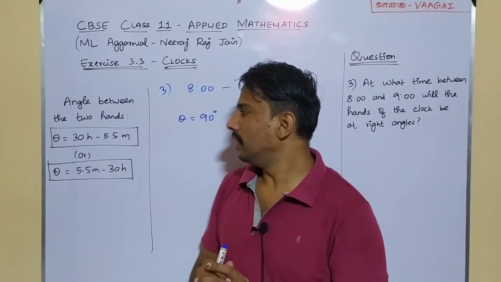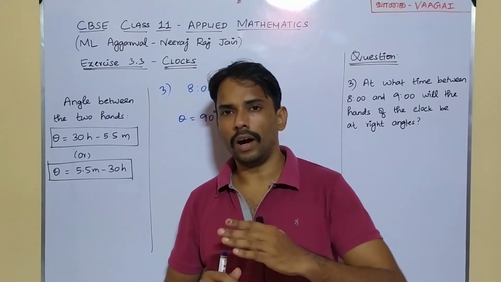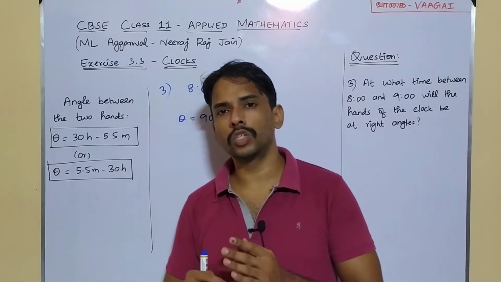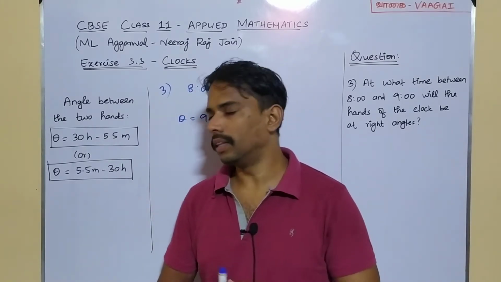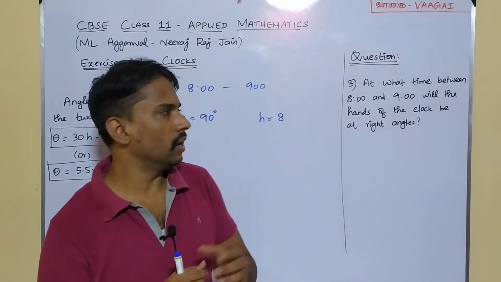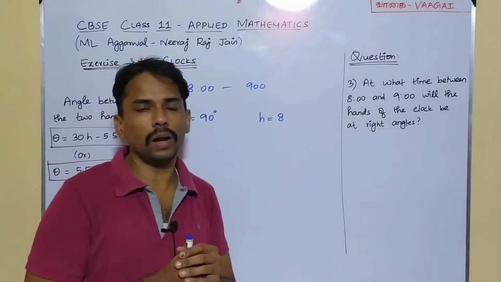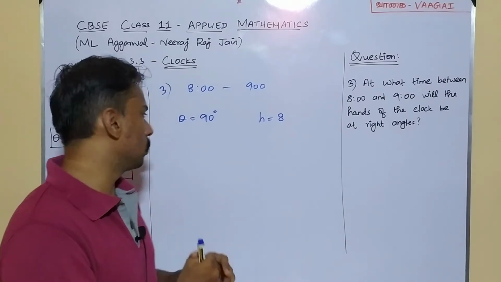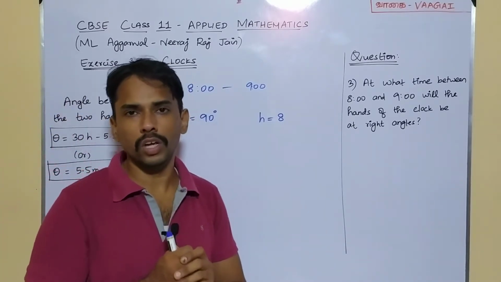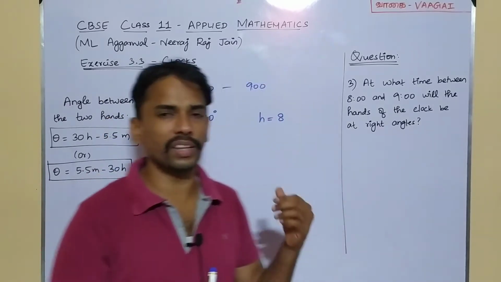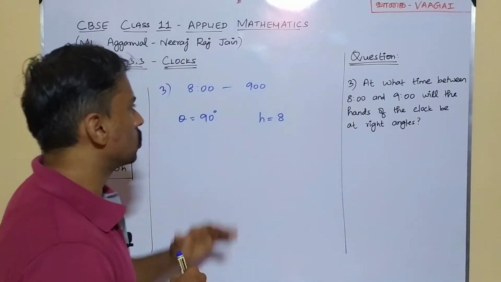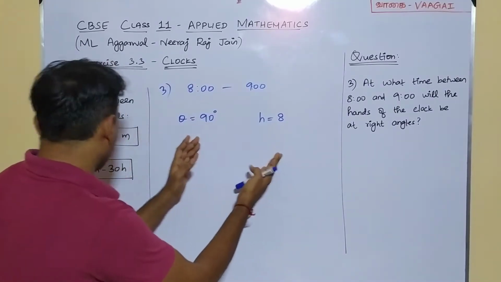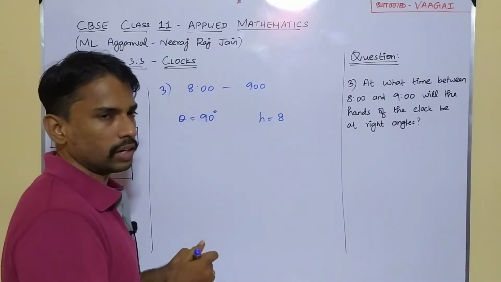When the minute hand is going to be before our hour hand, we will be using the first formula. But when the minute hand is going to be ahead of our hour hand, then we will be using the second formula. Clearly here in this situation, our minute hand will be before only, our hour hand will be ahead. So we need to use the first formula only. Let's use this first formula to get the answer for our question. So they are at right angles, theta is 90 and h is equal to 8. Let's substitute these values in our formula.